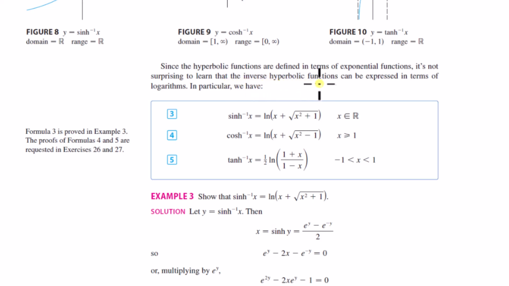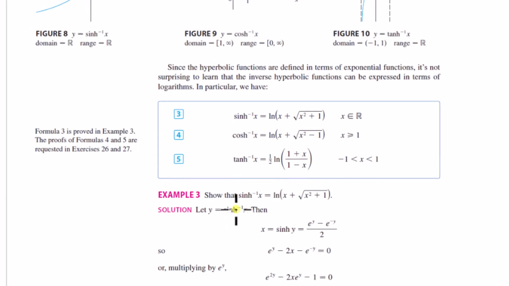Since the hyperbolic functions are defined in terms of exponential functions, it's not surprising to learn that the inverse hyperbolic functions can be expressed in terms of logarithms. Since hyperbolic functions are defined in terms of e to the x and e to the minus x, the inverses you can express with natural logs. Okay, so that's what they do here. For hyperbolic sine, what is the inverse of e to the x minus e to the minus x divided by 2? You just find that inverse in the same way that you find any other inverse, and then you get this.